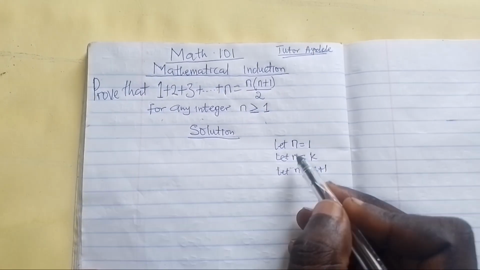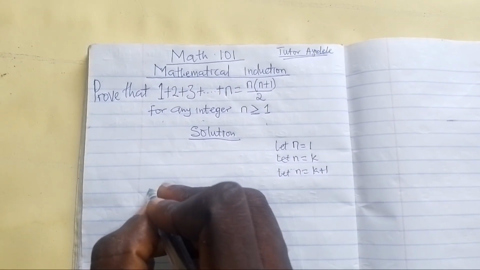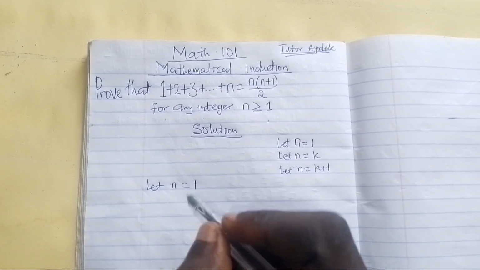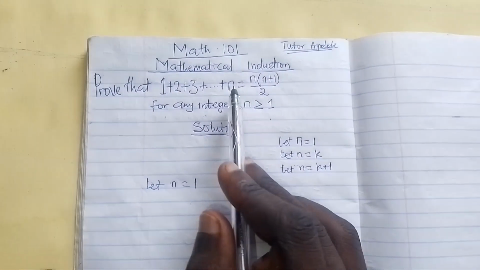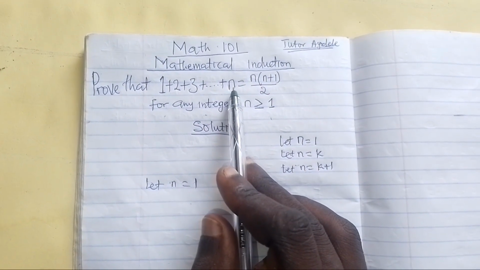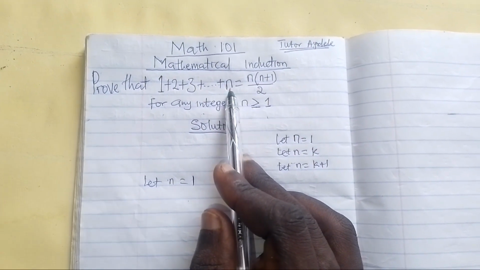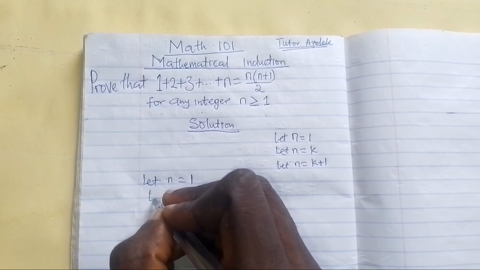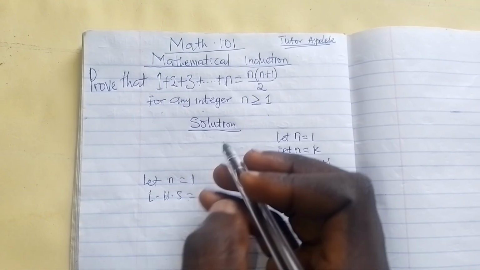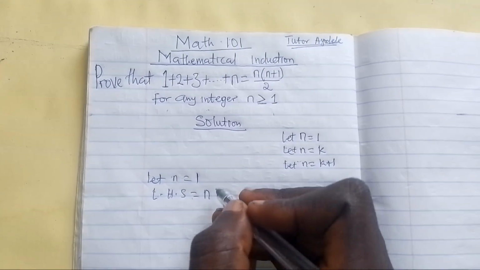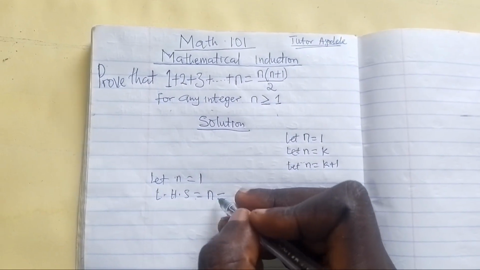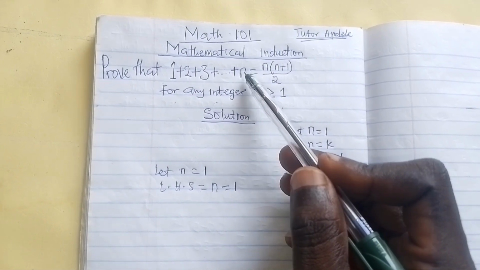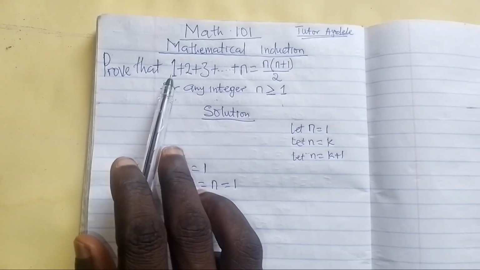Now, we said the first one is to do what? Let your n equal 1. That is, let n equal 1. Now, if n is equal to 1, I will substitute the value of 1 into the equation at the left, and at the left hand side, we have n. So if your n equals 1, what will it give you? That is equal to 1. If you replace this with 1, it will still give you 1, which is exactly the same thing as this.